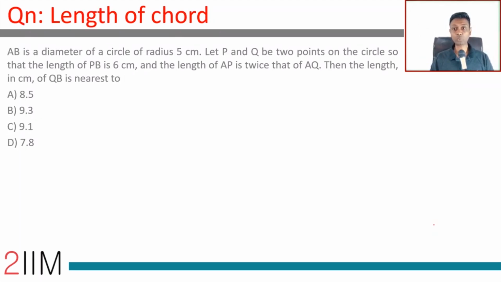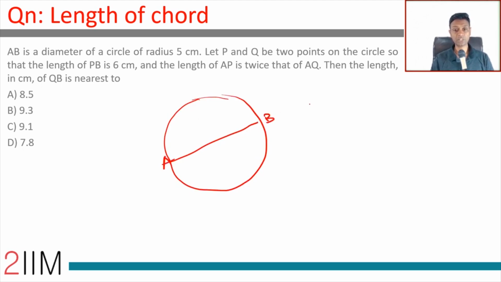Let P and Q be 2 points on the circle, so that the length of PB is 6. AB measures 10, radius is 5. P and Q be 2 points on the circle. So PB is 6. Length of AP is twice length of AQ. So AB is 10. So let's say P is here. PB is 6. Length of AP is twice that of AQ.